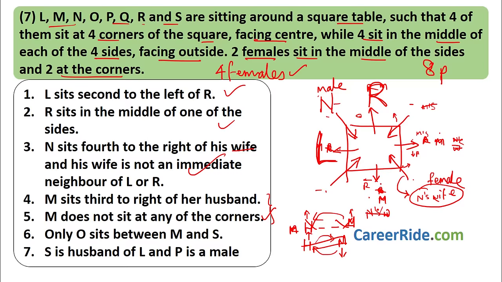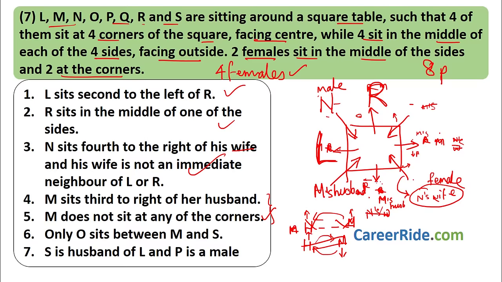Let M's husband be over here. What is the right hand side for this? It is this, okay. Here we'll have M's husband. Right hand side is this, 1, 2 and 3. N is sitting over here, so M's husband cannot be here. So what is the position remaining? This, M's husband.